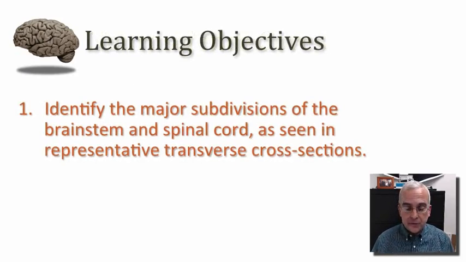So my learning objectives for you in this tutorial are for you to be able to identify the major subdivisions of the brain stem and the spinal cord, although our focus will be on the brain stem primarily. And I want you to be able to do so in representative transverse cross sections. That is, not just from looking at the outside, but from looking at the inside.